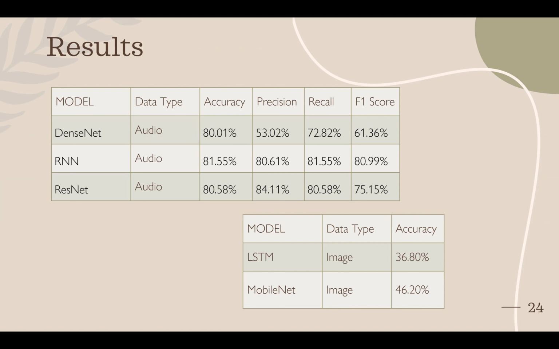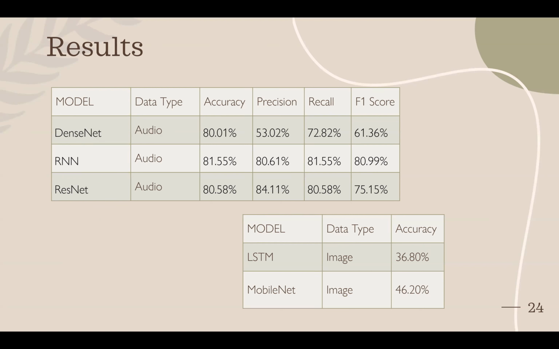Coming to the results, in the evaluation results, 3 models, DenseNet, RNN, and ResNet, were tested on audio data. For DenseNet, the accuracy was 80 with precision at 53, recall at 72, and F1 score at 61. The RNN performed slightly better with an accuracy of 81. And ResNet achieved an accuracy of 80 with precision at 84.